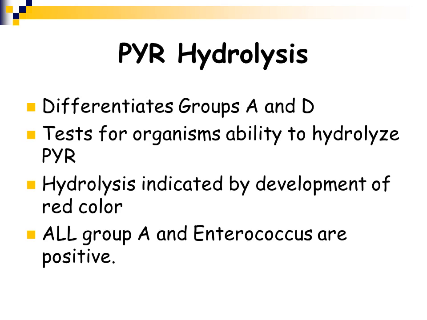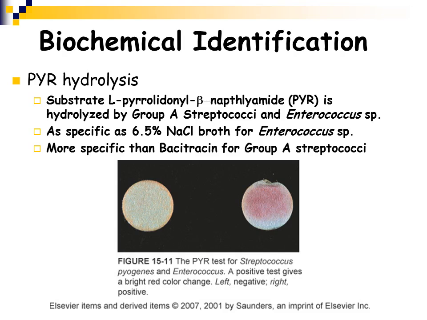PYR hydrolysis is a very quick and simple test to differentiate the group A and group D streps. It tests for the organism's ability to hydrolyze PYR, which has a huge, long name, and I won't attempt to say it. The hydrolysis is indicated by the development of a red color, and we're going to show this on the next slide. So all group A and Enterococcus are PYR positive.